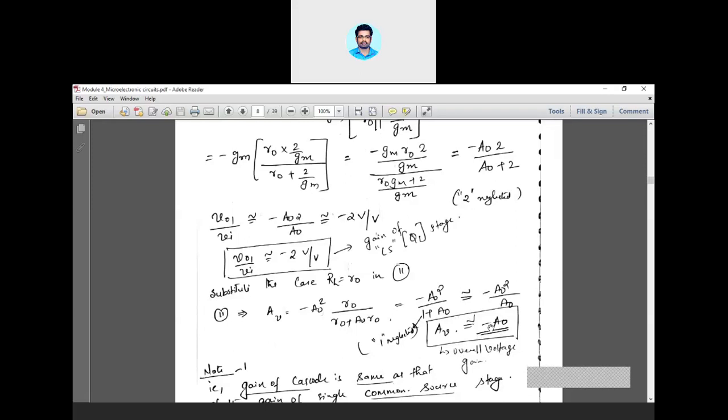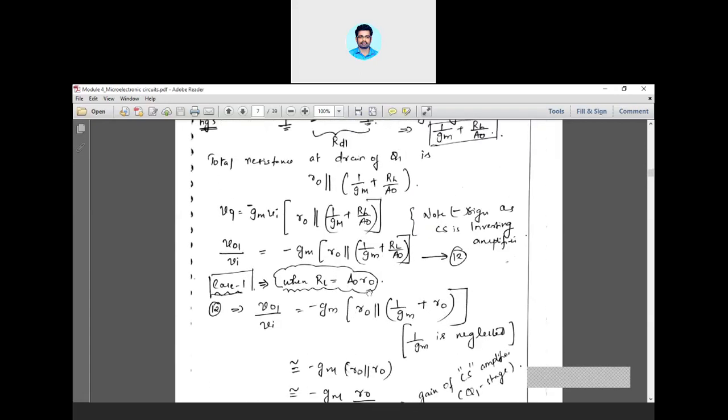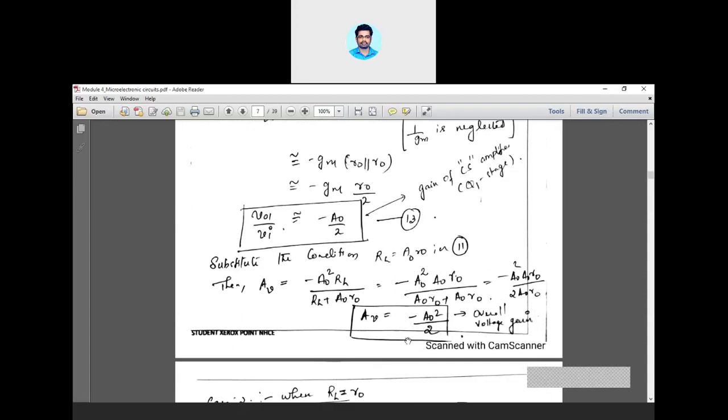So you don't require a cascode configuration for that. Our intention for the cascode configuration is to increase the gain. You can get an increased gain only if the load resistance RL is equal to A0 times R0. So you should be able to design this load resistance with a value of A0 into R0 so that you get a gain approximately equal to minus A0 squared by 2, which is very much enhanced. This only validates your cascode amplifier. The merit of the cascode amplifier can be explored only if you take the load resistance value equal to A0 into R0. Understood? That we have shown in the previous class.